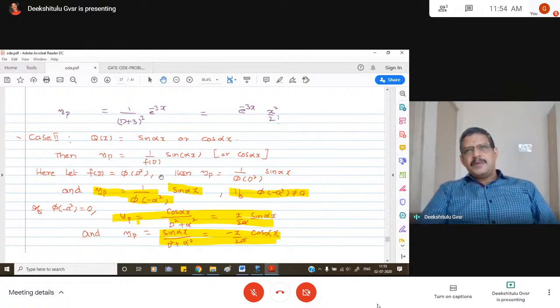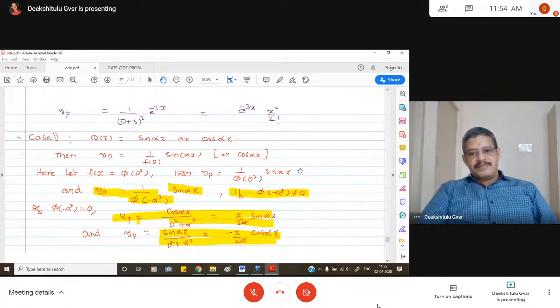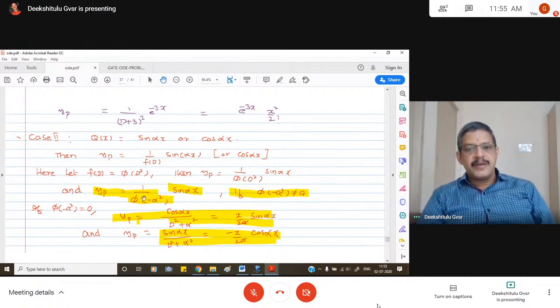So this method, you listen carefully. We will do so many manipulations in this to come out of this, to find a solution. So let's treat this f of D as a function of D square here. Then yp becomes 1 by phi of D square sin alpha x. Then yp is given by, remember this formula, phi of minus alpha square into sin alpha x.